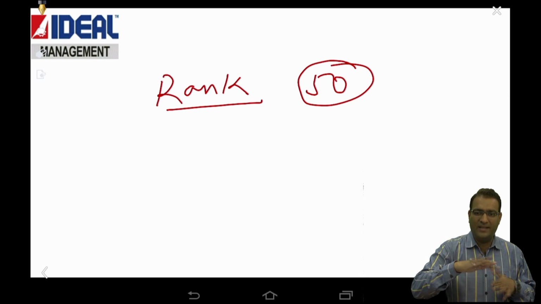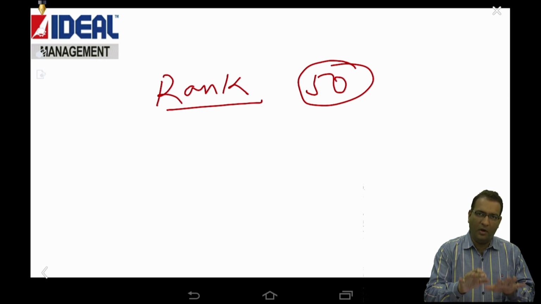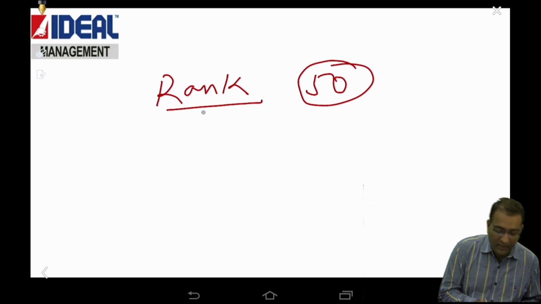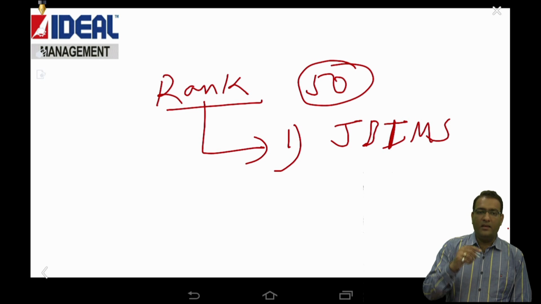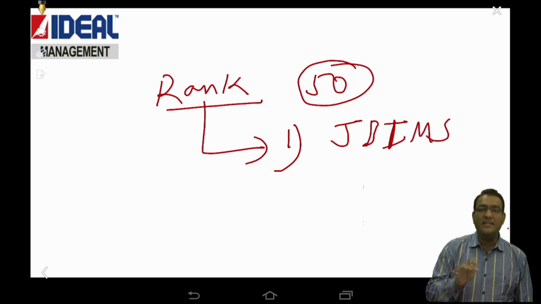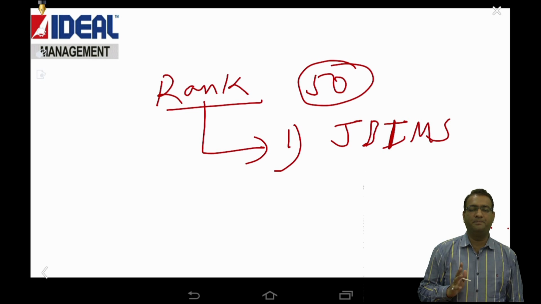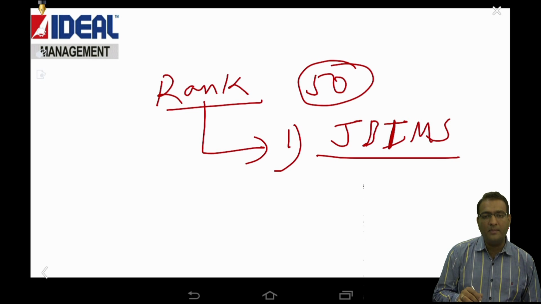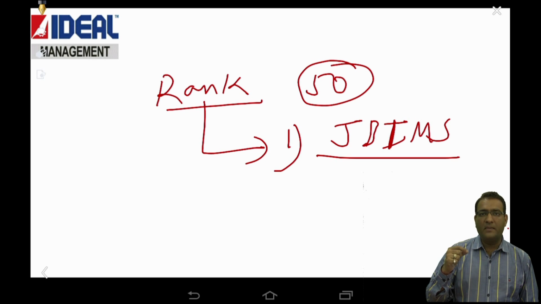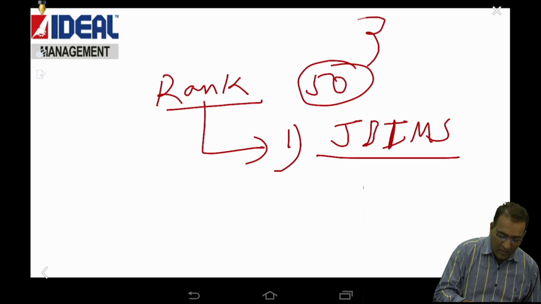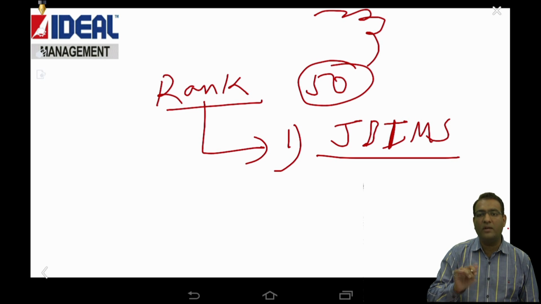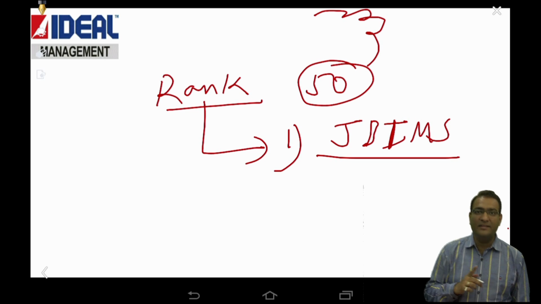Now all open seats, I'm talking of open seats, all open seats of JBIMS are over now. But even this person would have filled his first option as JBIMS. So how the system works is, it goes to rank 50 and checks what is the first option the person has filled. And they will check the first option is JBIMS. But JBIMS has got 47 open seats, let's say. All the open seats have already been filled by people who are above these people. The seats have already been allotted, which means now the seats are not vacant.